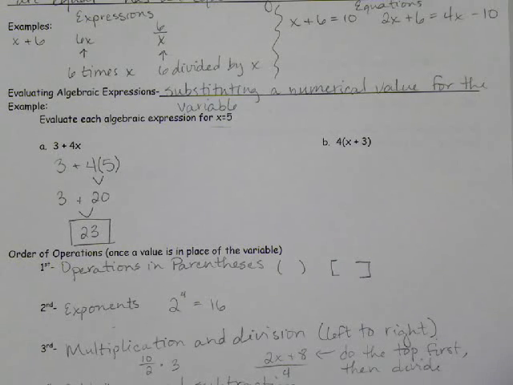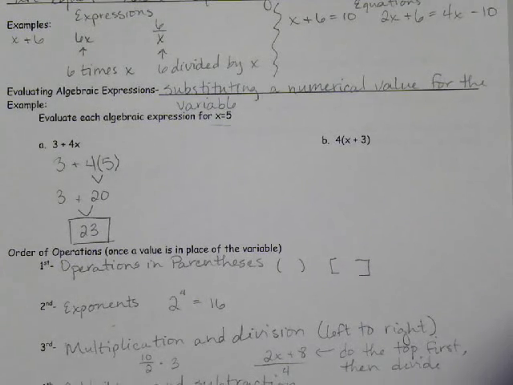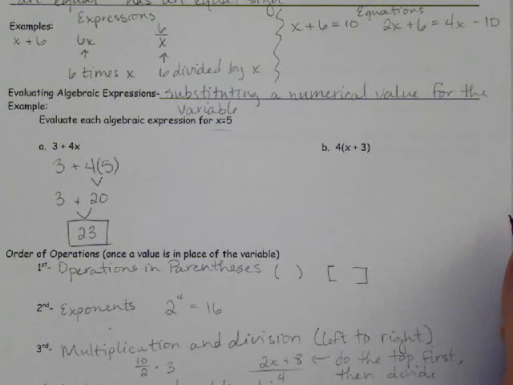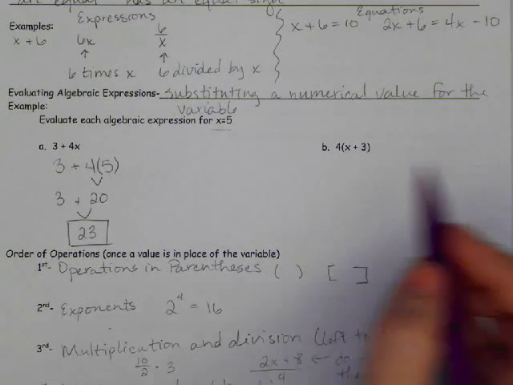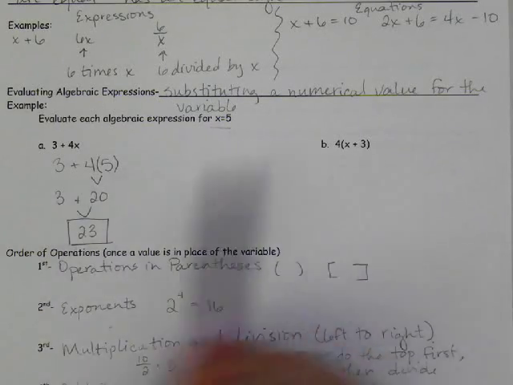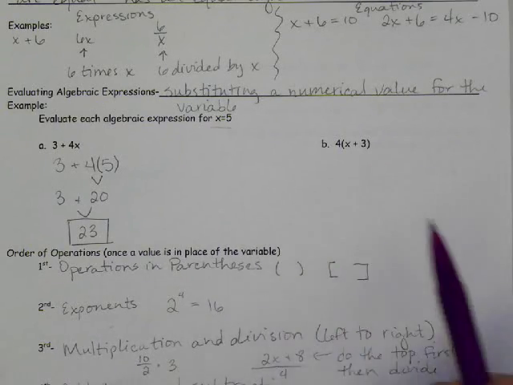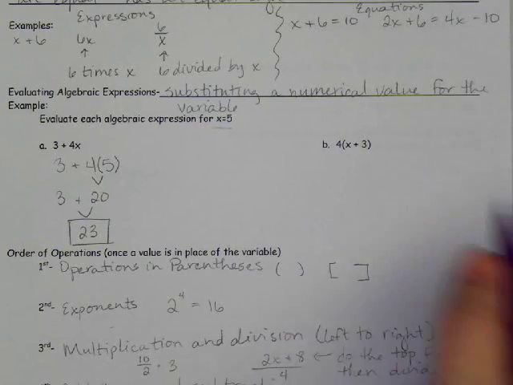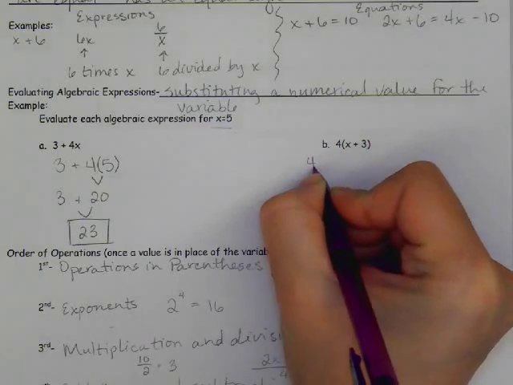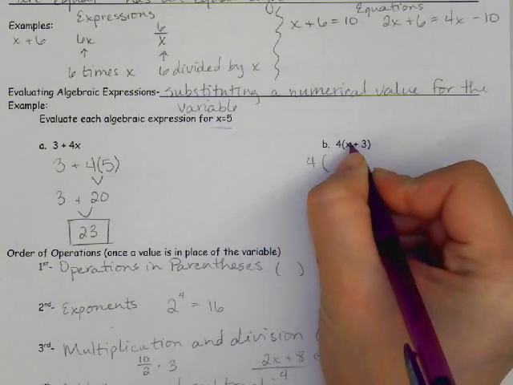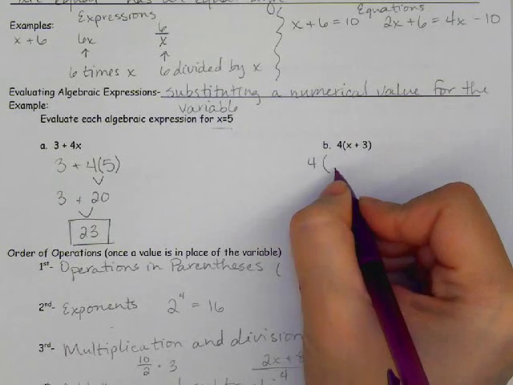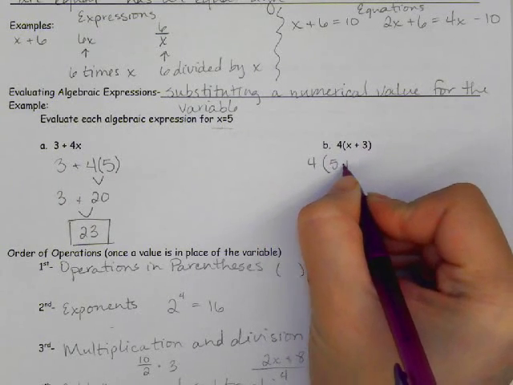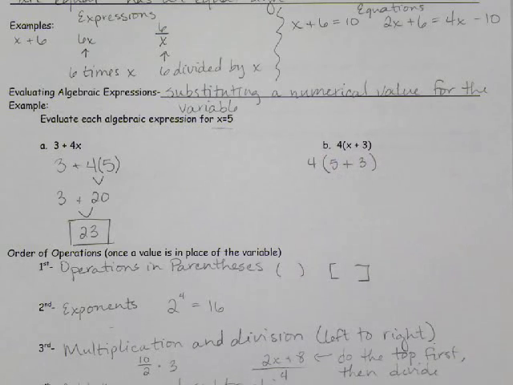When you're evaluating an expression, most of the time, unless you have variables that you're not given a value for, you're going to have a single number for an answer. You'll notice that B and A look very similar with a 4 and an X and a 3, but this one has parentheses. So what I'm going to do is 4 parentheses, and then there's nothing bunched up against the X, so I'm just going to put in 5 plus 3.